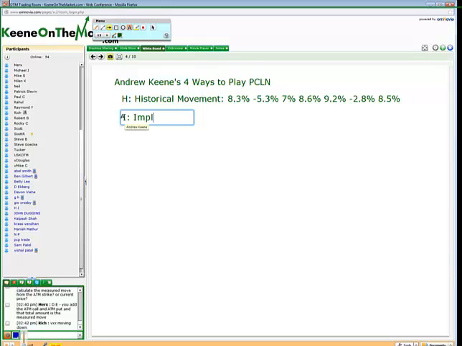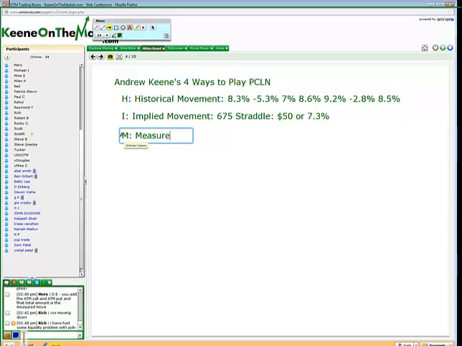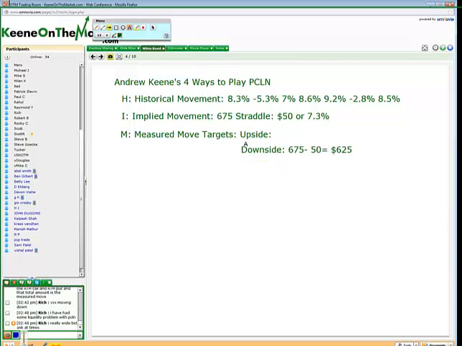I look at the implied movement. How much the market's implying is going to move, okay? So implied movement, 50 bones. The 675 straddle is priced at $50 or a 7.3% move. Measured move targets, I'm always going to have 2 quote-unquote measured move targets, 1 to the upside and 1 to the downside. Downside measured move target, 675 minus that $50, is 625. Upside measured move target, 675 plus that $50, is 725.